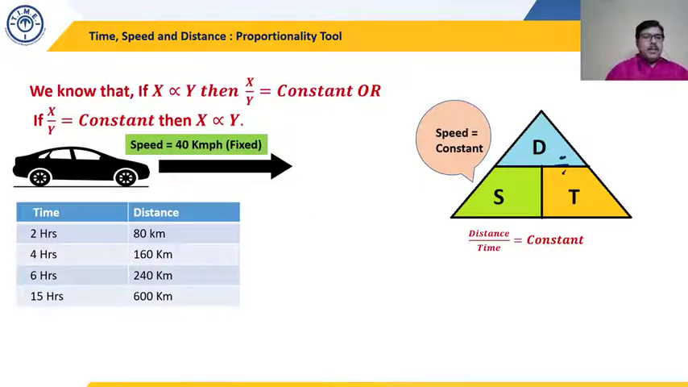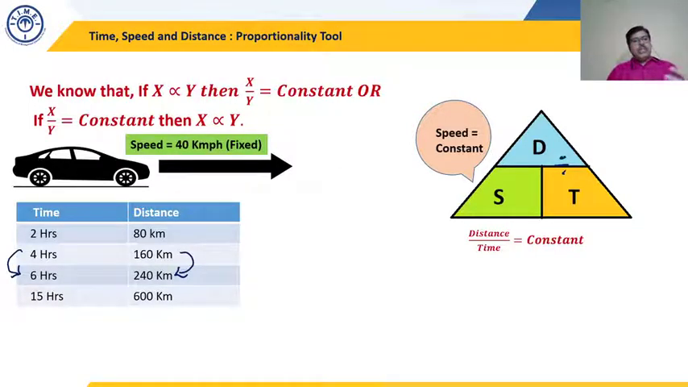Suppose my time duration is 2 hours. Then the distance travelled is 80 km. If the time duration is 4 hours, the distance travelled is 40 into 4, 160 km. Similarly, for 6 hours, it is 40 into 6, 240, and for 15 hours, it is 600. Now, between 4 and 6, can I say the ratio of time taken is 2 is to 3? So the ratio of distance travelled is 160 is to 240, which is again 2 is to 3.